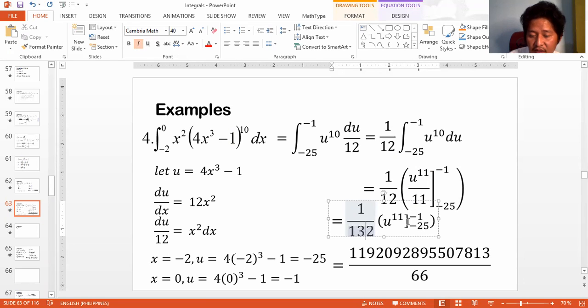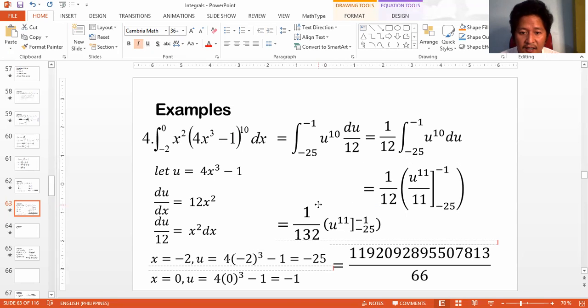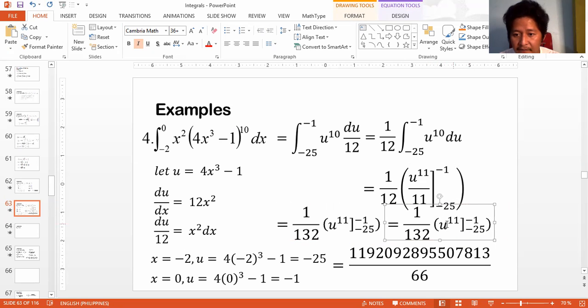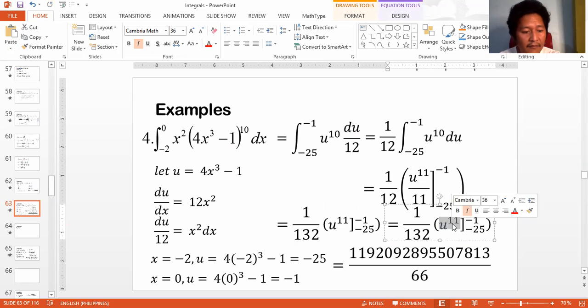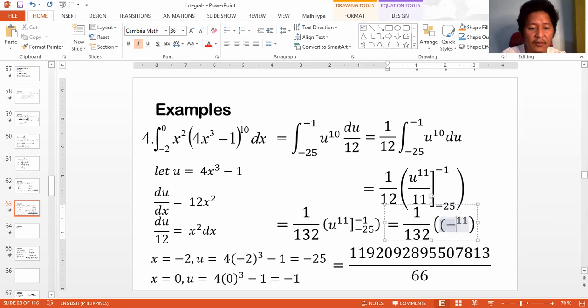And then we now substitute. Dinerecho ko na ha, so ilagay nga natin. Nawala pala siya. So, sinubstitute natin yung ating upper limit minus lower limit. Pinalitan natin ng upper limit muna. So, ito ay negative 1.